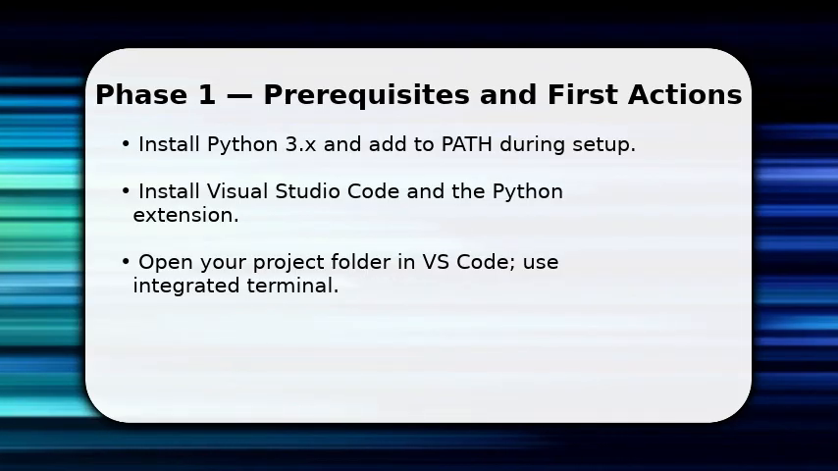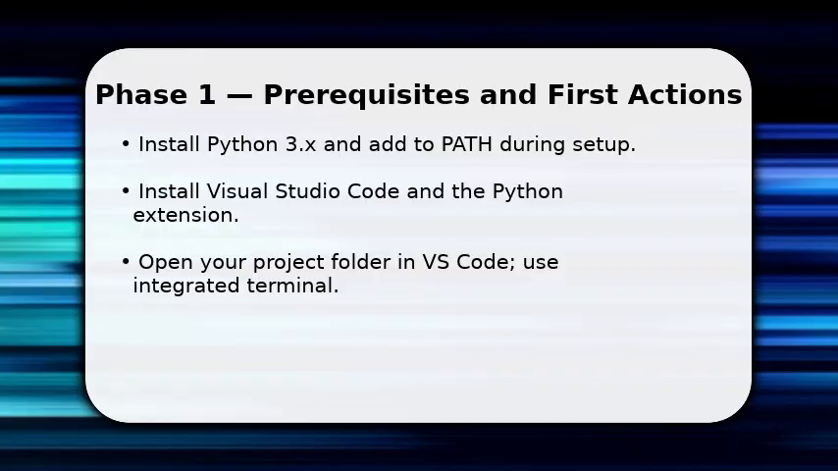Open your project folder in VSCode, then open the integrated terminal to run python --version and pip list. This quick verification ensures the tools are present.